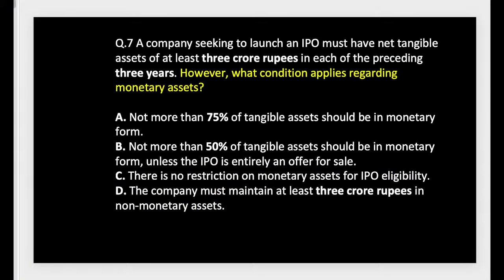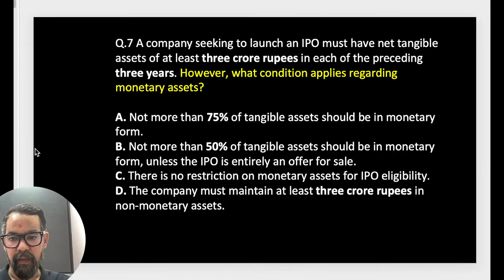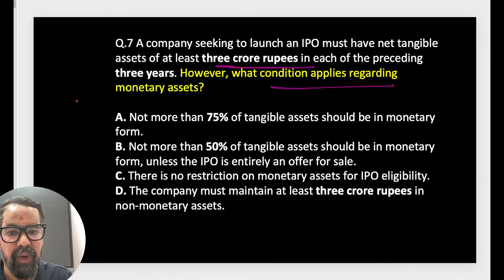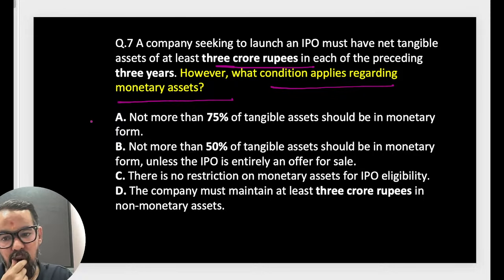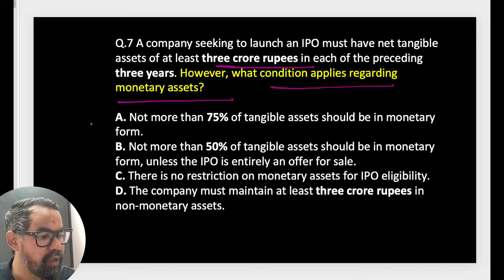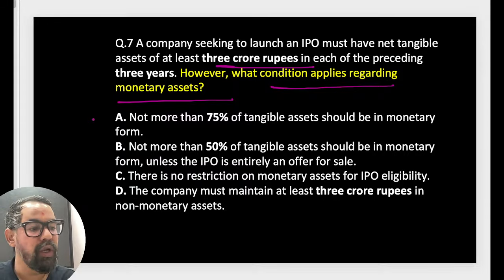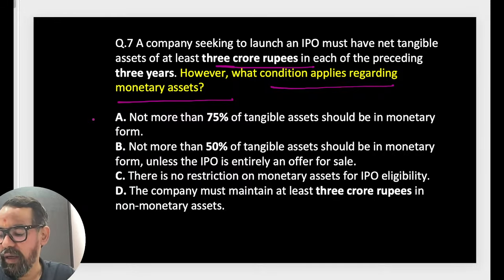Let's go to the next question on your screen. A company seeking to launch an IPO has net tangible assets of 3 crore rupees in each of the preceding years. However, which condition applies regarding the monetary assets? So regarding monetary assets, what will be your correct answer? Only 2 was correct, others were incorrect in that particular case.